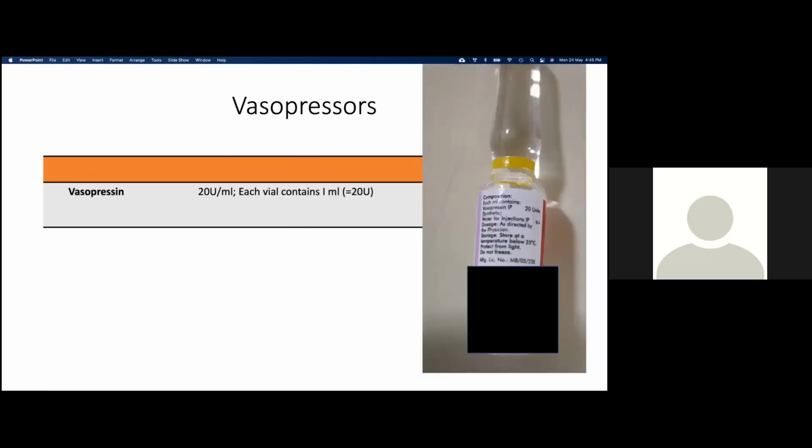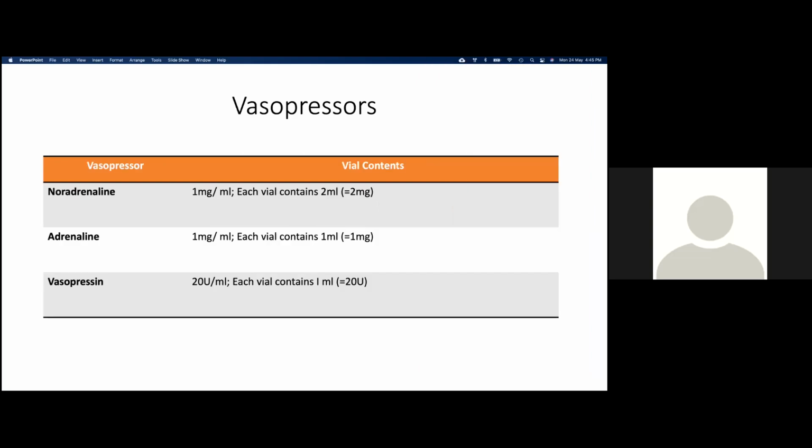Okay, then the other drug is vasopressin. Vasopressin comes in ampule again, and each ml contains 20 units. So to summarize, for noradrenaline, the ampule is 2 ml, and each ml contains 1 milligram of noradrenaline. For adrenaline, the ampule is 1 ml, and each ml contains 1 mg or 1:1000. And for vasopressin, each ml contains 20 units. Simple.